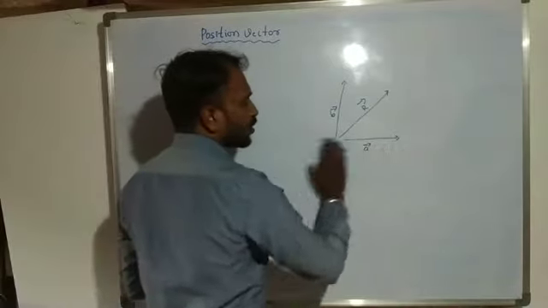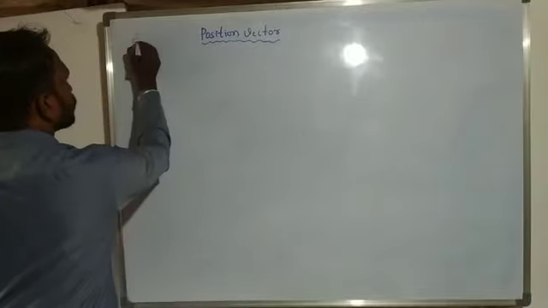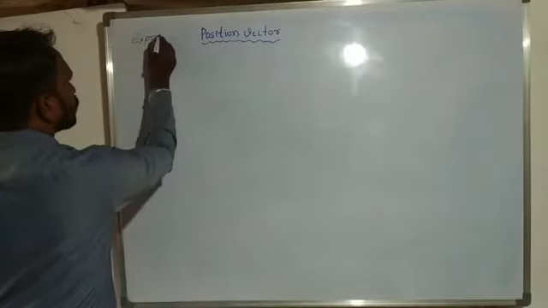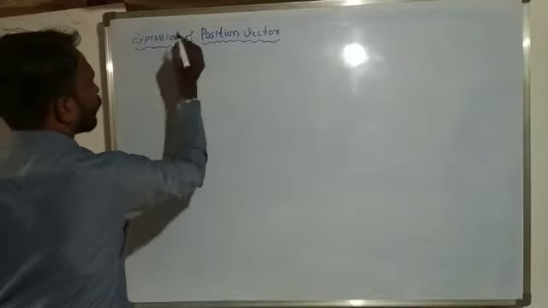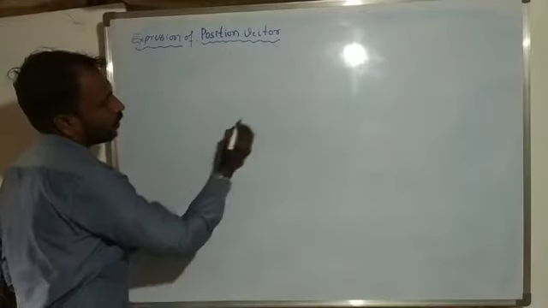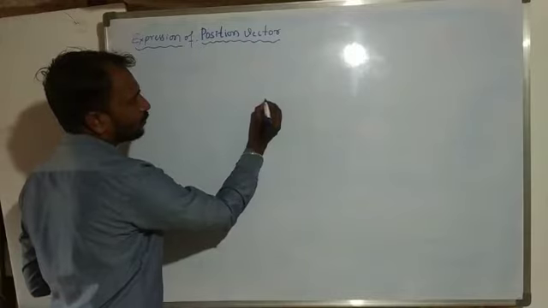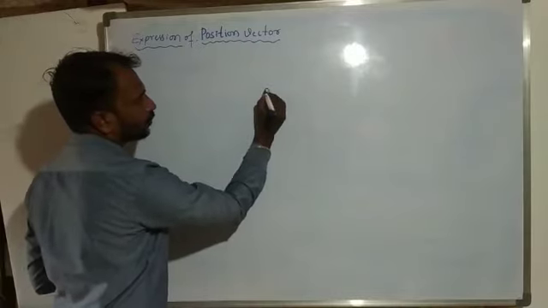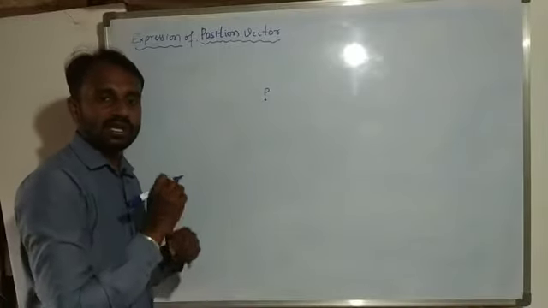Next one, expression of a position vector. Here, suppose this one we consider a particle P. This particle is present in a coordinate system.